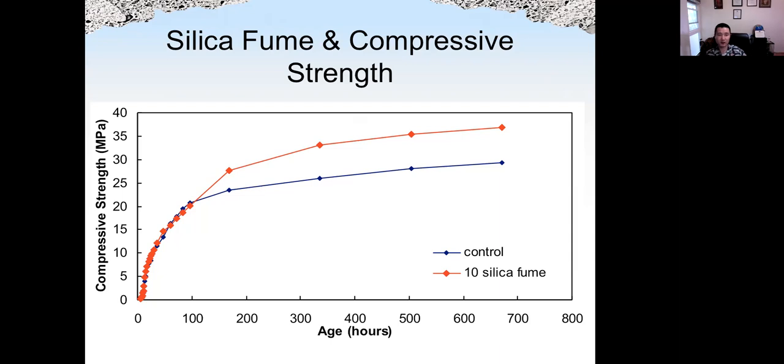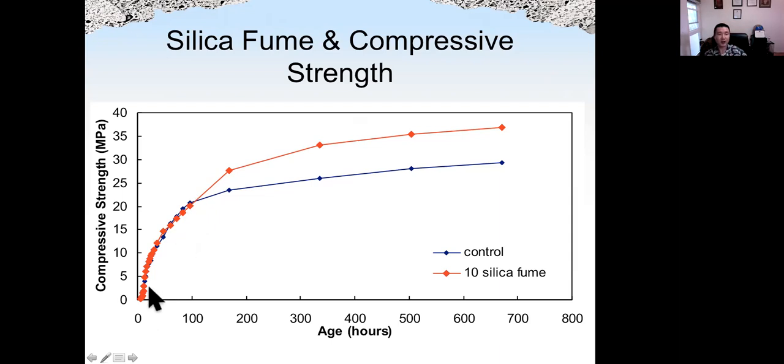Because silica fume is very, very reactive, and also the particle size of silica fume is small, the surface area of silica fume is very, very high. So that means silica fume is very reactive. So that will compensate for the slow reaction of the pozzolanic reaction. As a result, concrete with silica fume, the strength will not be lower at early age.